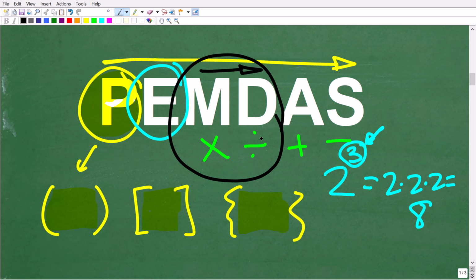And I can tell you, as a math teacher, someone who's been teaching for decades, this is one of the biggest math mistakes I see. So you've got to be really careful here with PEMDAS, especially with multiplication and division.